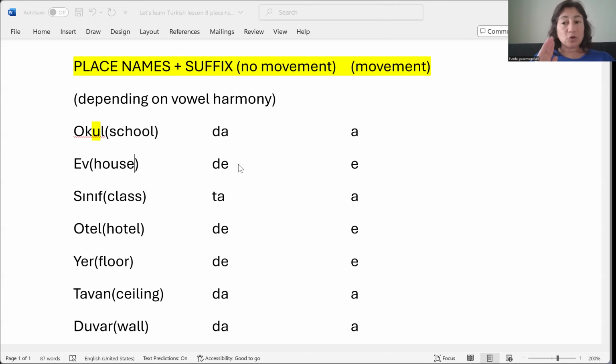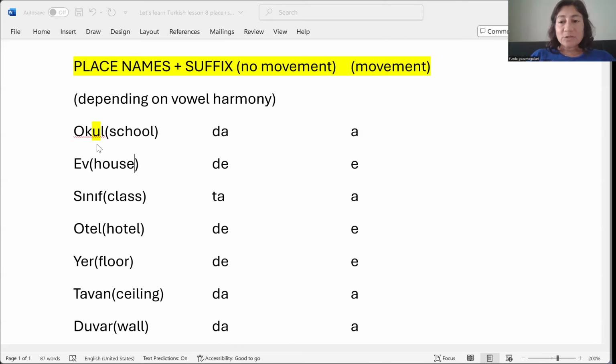So, if you talk about movement, then you need e or a as a suffix to be added to the place names. So, as you can see, we have two different suffixes and two types in each category. So, stability, de, da, movement, e, a. How can you decide which one to use, de or da, with the school?